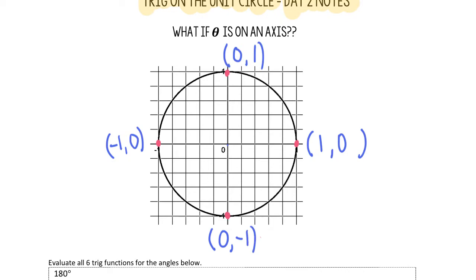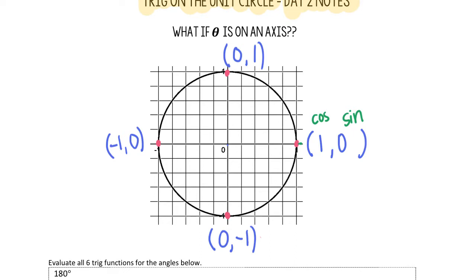Now you might be wondering, why the heck do we care about those ordered pairs? Well, those ordered pairs actually tell us the sine and cosine values at those angles. So the x value represents the cosine. The y value represents the sine at that angle. So for example, if I asked you to find the cosine of 360 degrees, which is right here at 1, 0, you would say that the cosine is 1, the sine is 0.